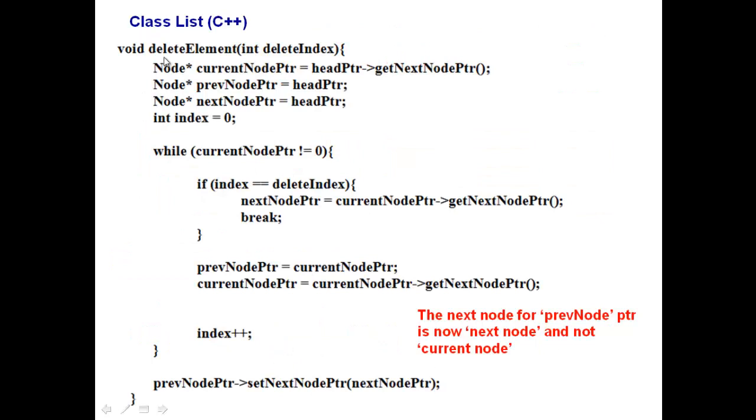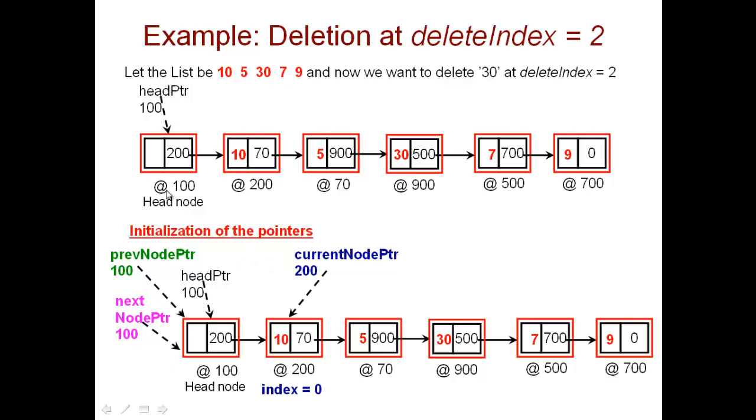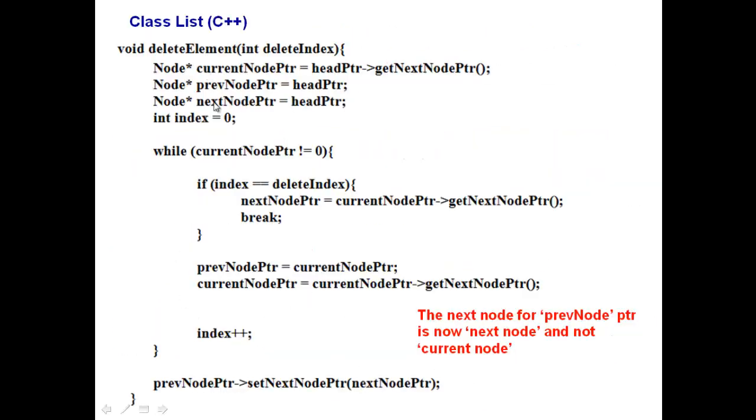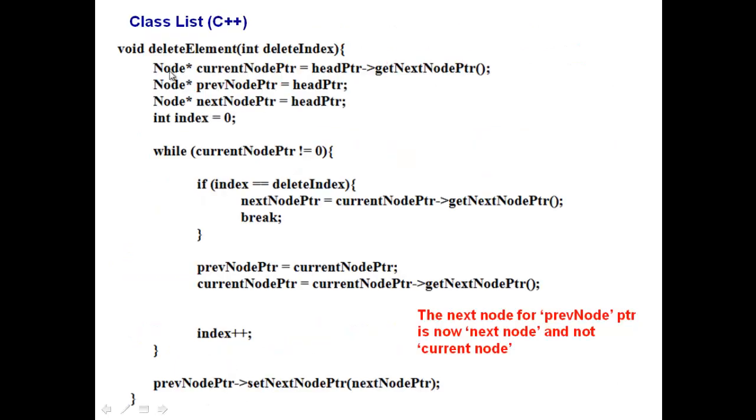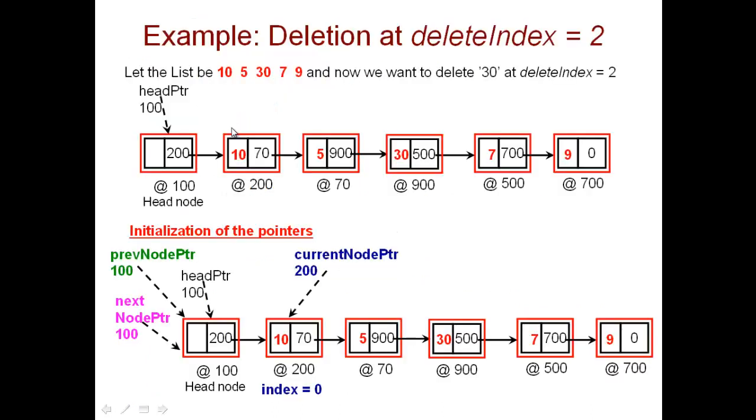Then the previous node pointer is initialized to the value of head pointer. Head pointer is currently 100, pointing to the head node, so the previous node pointer also takes up that value. Then the next node pointer is also initialized to the head pointer value, so it is also storing the value 100 pointing to the head node. And the index, a local variable to keep track of the nodes that you're traversing, is initialized to 0. Index 0 means we are currently processing the node at index 0. That's where the current node pointer is pointing to.